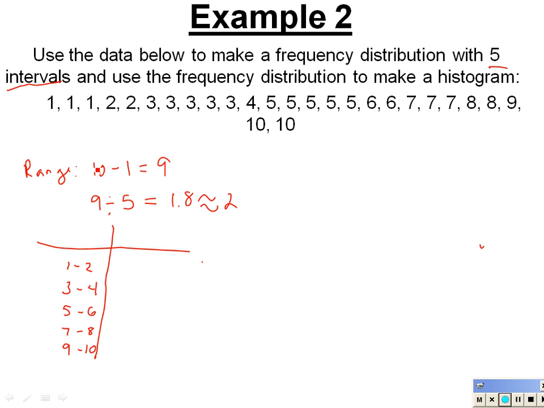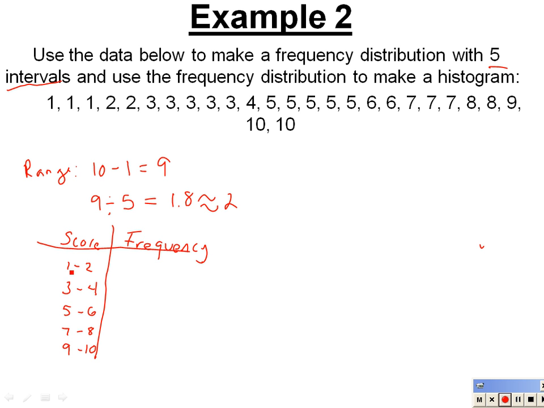Once again, you do that by subtracting the high number from the low, dividing it by 5, and rounding that to the nearest whole number, and that's going to get you your groups. Okay? So we'll call this the score column. And over here we'll call this the frequency column. In other words, how many scores fall under these categories.